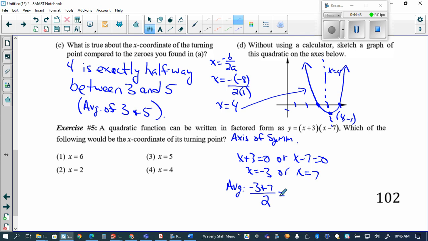Oh wait, 2. Yes. That's 4 over 2, which is 2. So the equation x equals 2 is your axis of symmetry, because it's half. So if you have the roots, just take the average of them, and you've got where the turning point is. Well, the x part of it. So x equals 2.